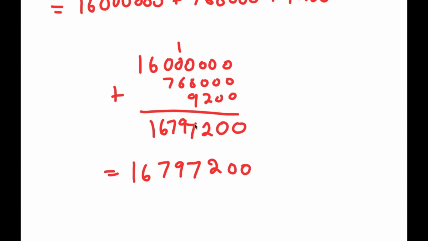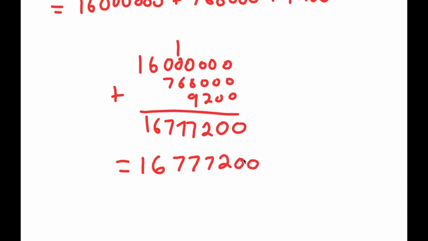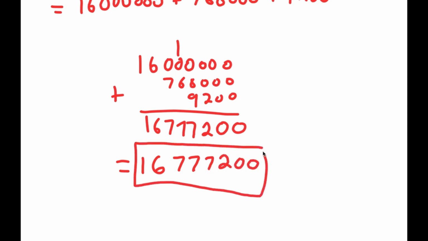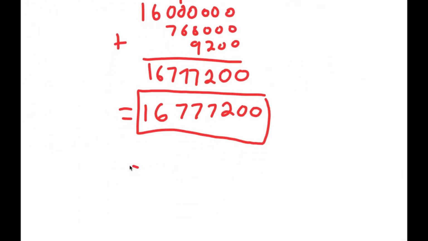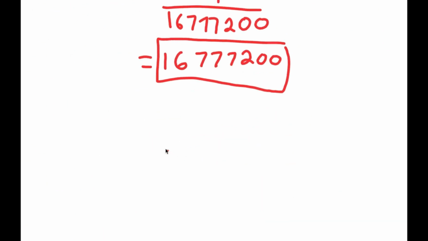So this, or sorry, looks like I made a mistake. This is actually a 6. So this should be, carry the 1, 6 plus 1, which is 7. So I get 16,777,200. So this is my answer to 500 squared. Sorry, that's not. It's my answer to 2 to the power of 24 minus 16.